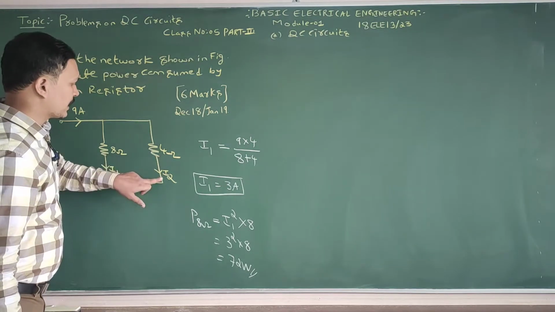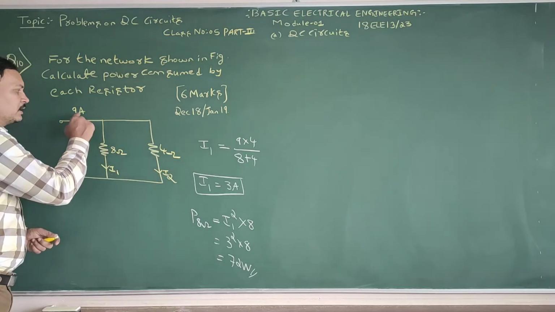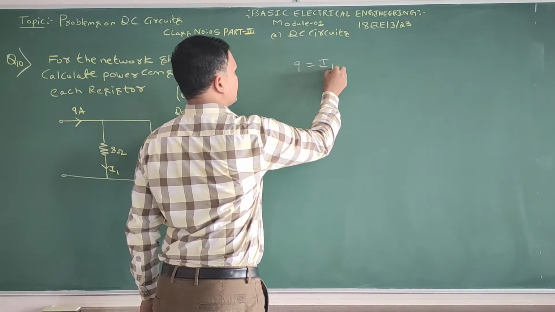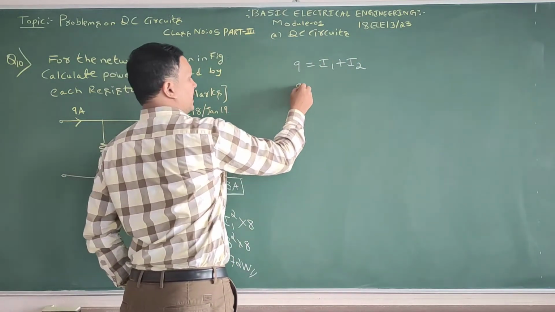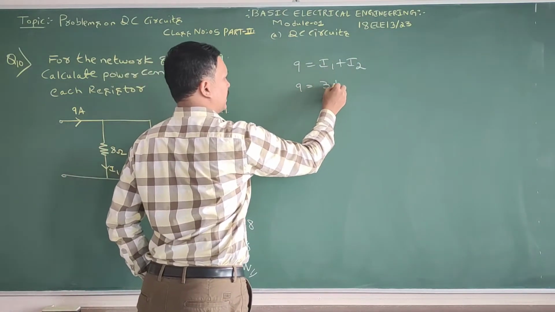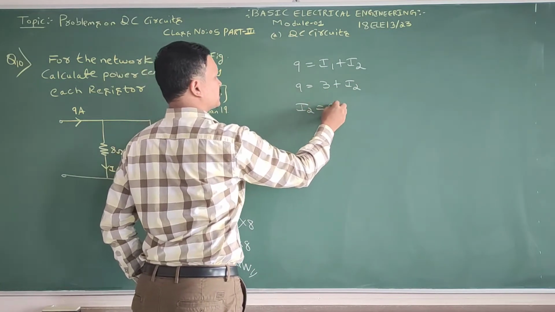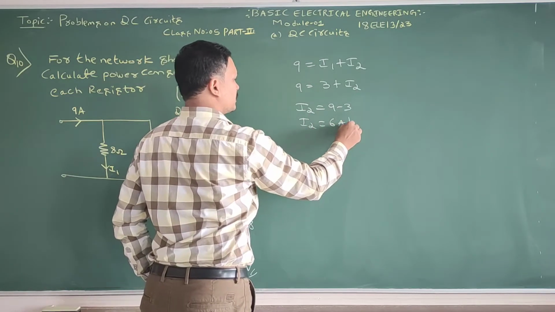Next, what is the current in this other resistor? Because in parallel, the sum of these two currents will give this current. So you can use this concept: supply current is equal to the sum of the branch currents. 9 is equal to I1 plus I2. What is the I1 value? 3. I2 I don't know. So I2 is equal to 9 minus 3, so 9 minus 3 is 6 ampere.